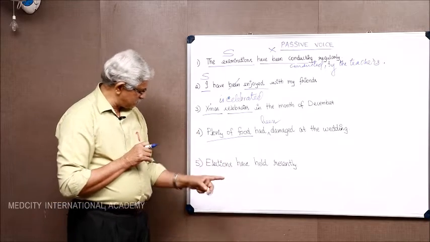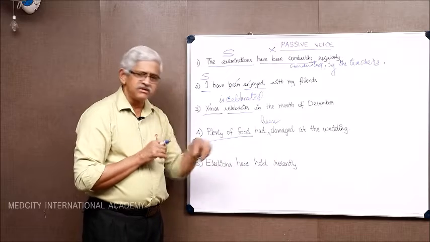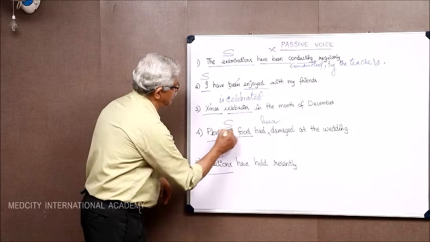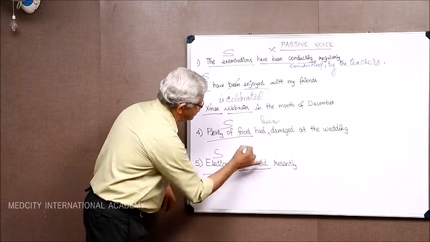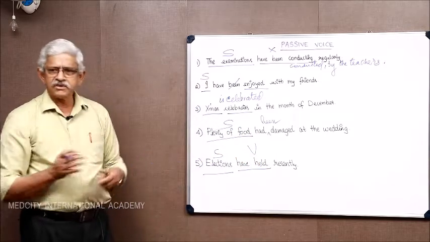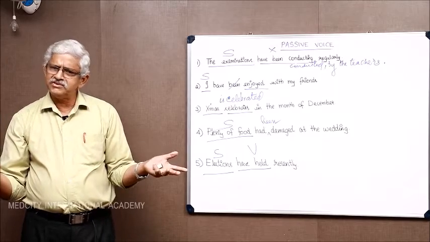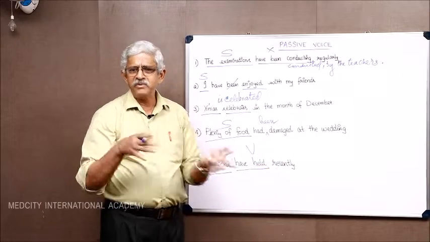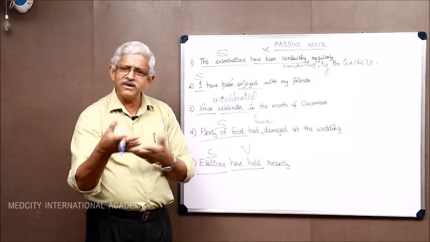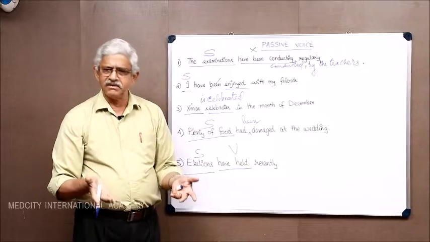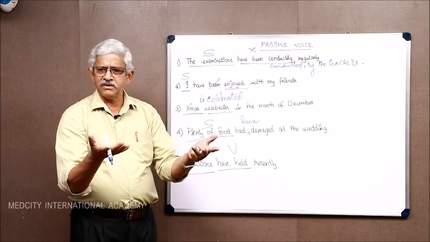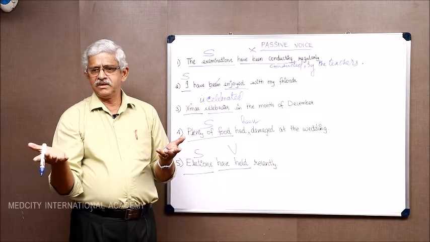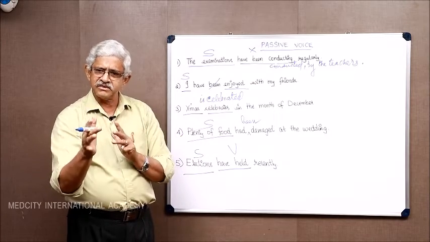Similarly, look at the last sentence. "Elections have held recently." Elections is the subject and have held is the verb. Elections do not hold. In whatever tense it is, elections do not hold anything, anywhere. Hold means conduct. Elections do not conduct anything. Elections are held. Elections were held. Elections will be held by the government or by any agency. So we have to understand that relation.